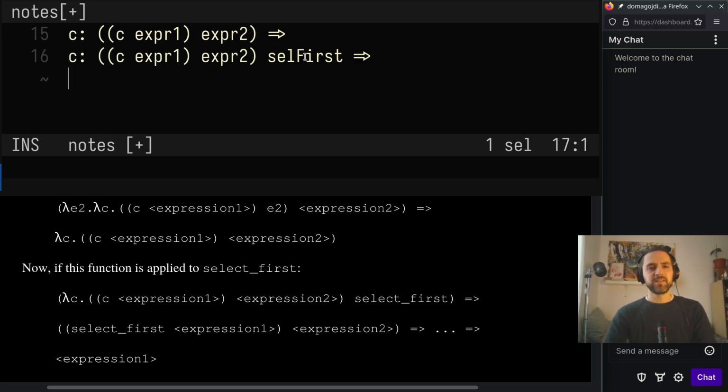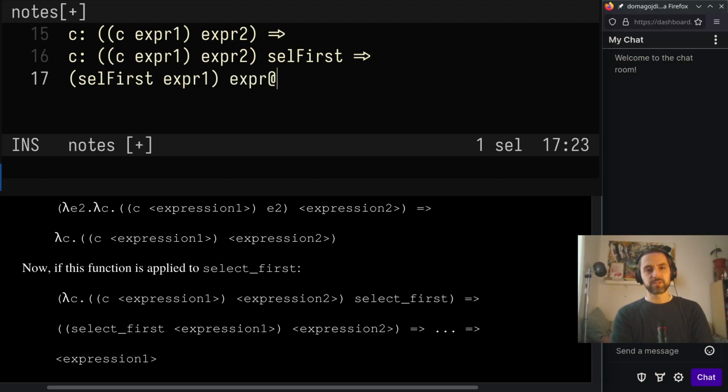So select first is going to substitute for the head, for the C. Right, this is not hard. So we're just going to drop the C head and select first expression 1. And okay, this is actually going to look like this: select first expression 1 and expression 2.